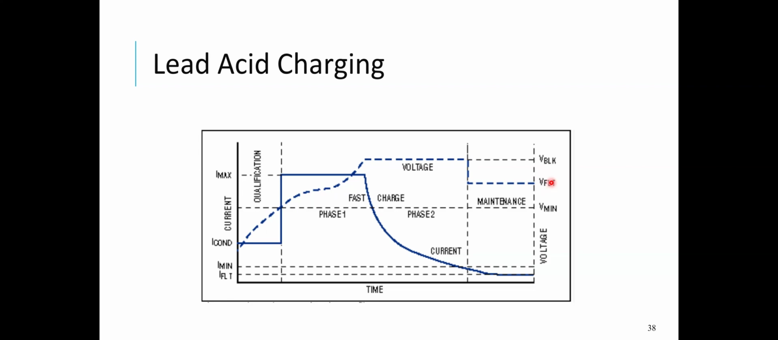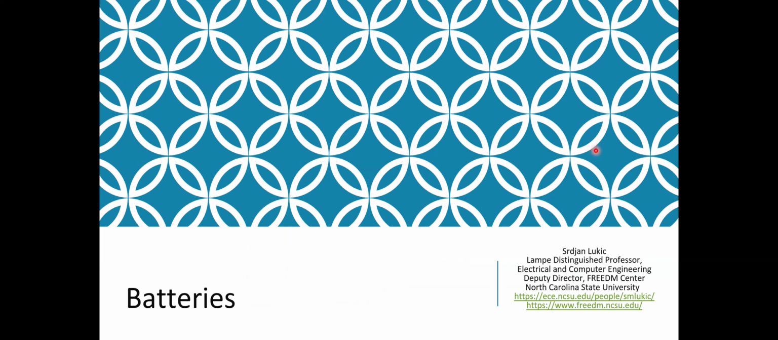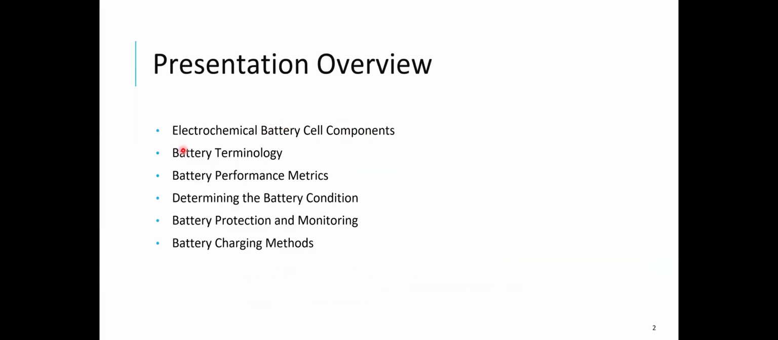All right, so with that, that's all I wanted to tell you about batteries. We talked about a number of things, including what a battery is made up of, how we can define the battery performance metrics, how we can assess the condition of the battery and how complicated that is, what we have to do to protect the battery, and then finally how we can actually charge the battery.